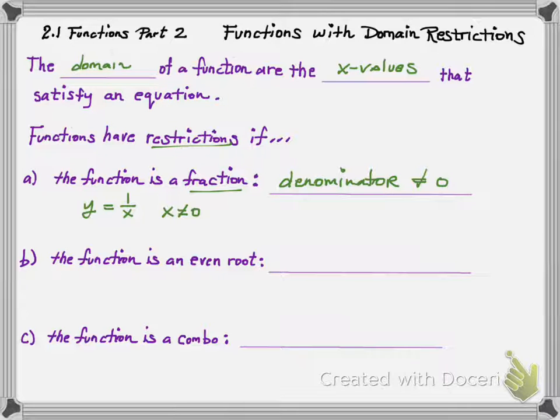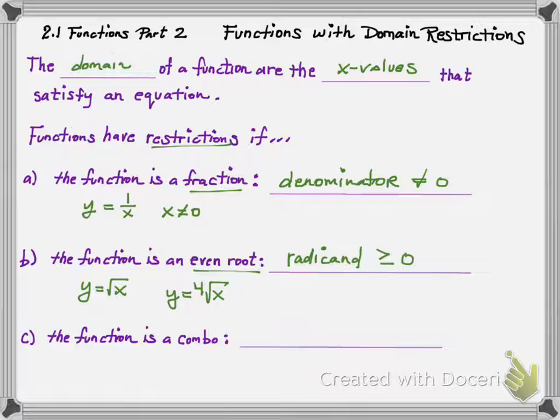In part B, the second case is if the function is an even root, like a square root or a fourth root or a sixth root, etc. When this happens, the radicand has to be greater than or equal to 0. That's the thing inside the radical. So what does that look like? Something like y equals the square root of x, or y equals the fourth root of x. So x has to be greater than or equal to 0.